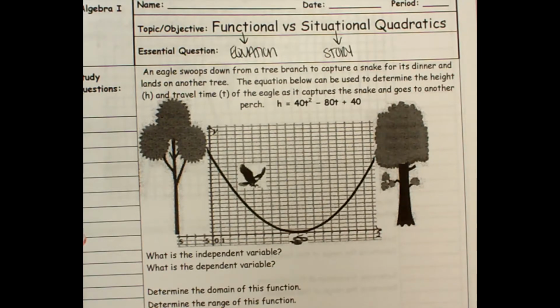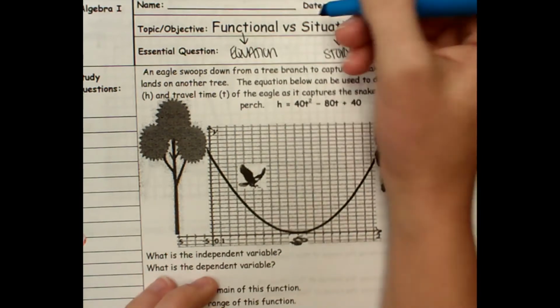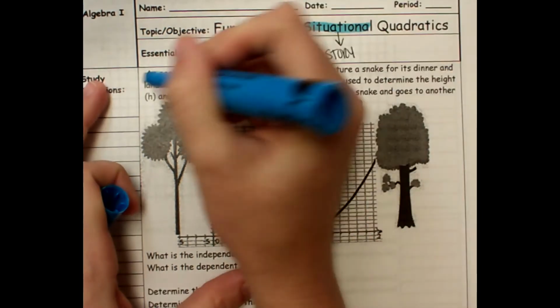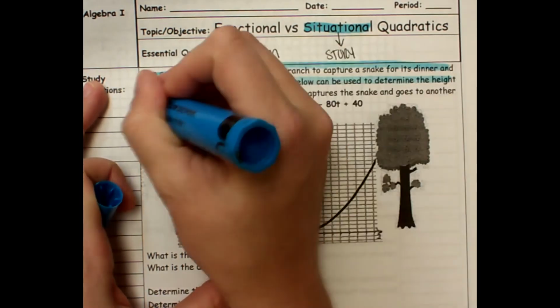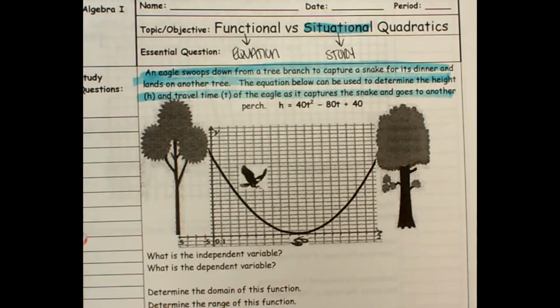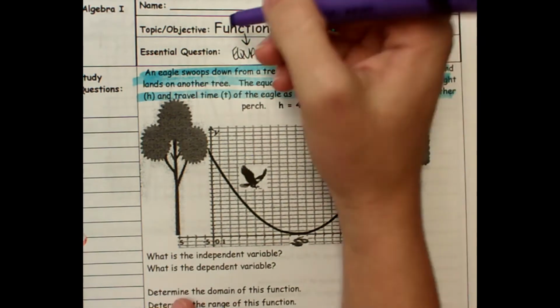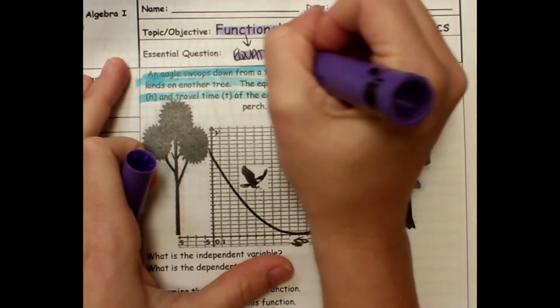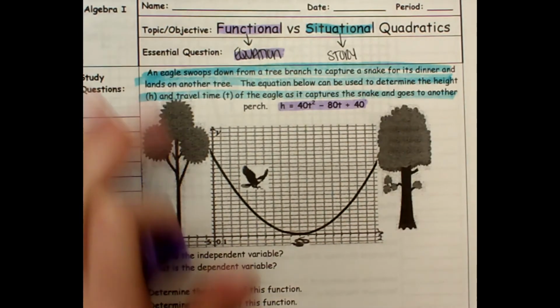So if we look, an eagle sweeps down from the tree branch to capture a snake for its dinner and lands on another tree. The equation below can be used to determine the height h and travel time t of the eagle as it captures a snake and goes to another perch. So if we use our highlighters, your situation is this right here. They're telling us what's happening. It's about an eagle. He's capturing a snake. That's the situation. Your function or your equation is that guy right there.